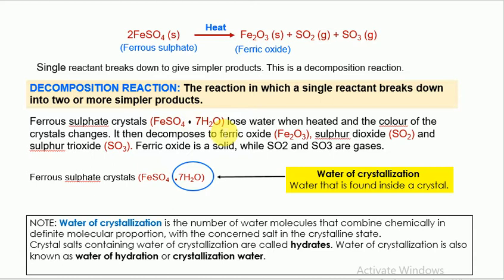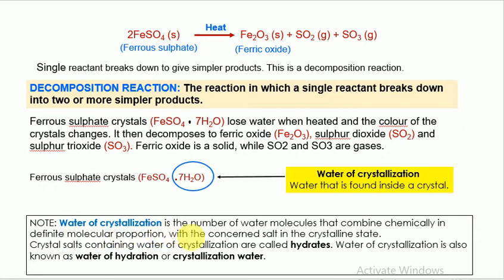And this 7H2O is known as the water of crystallization. Or in simple words, you can say it is water that is found inside crystals. So when a crystal is formed, it traps some of the water inside it, and it traps the water in a fixed proportion.